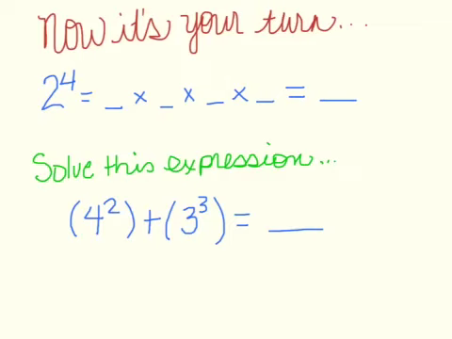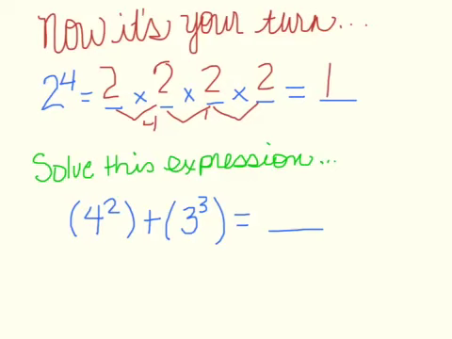All right, here we go. 2 to the 4th power is 2 times 2 times 2 times 2. So 2 times 2 is 4. 4 times 2 is 8. And 8 times 2 is 16. So 2 to the 4th power is 16.